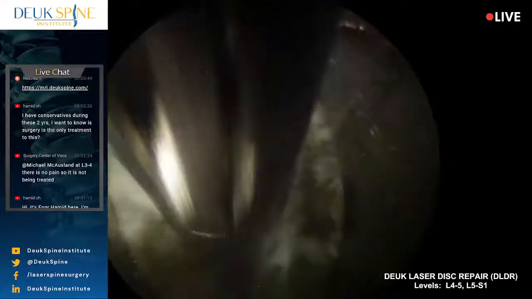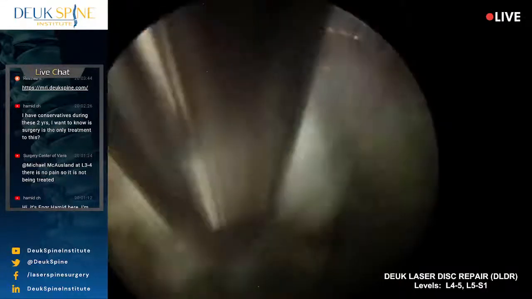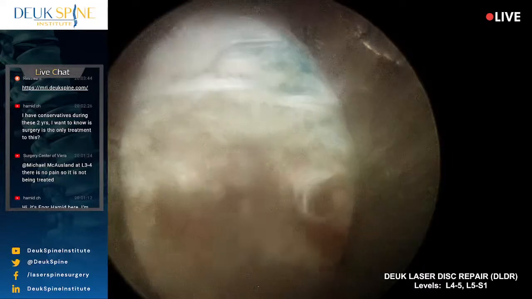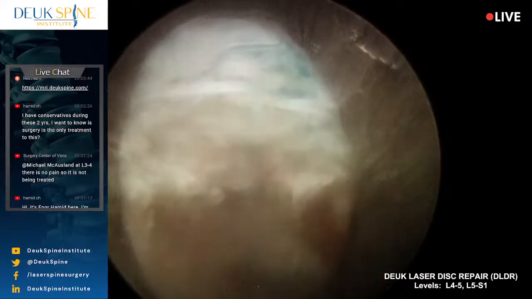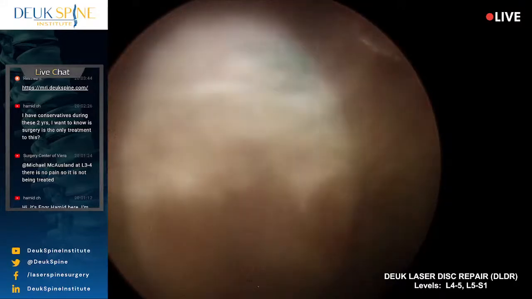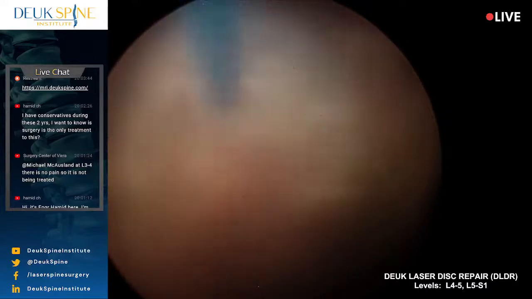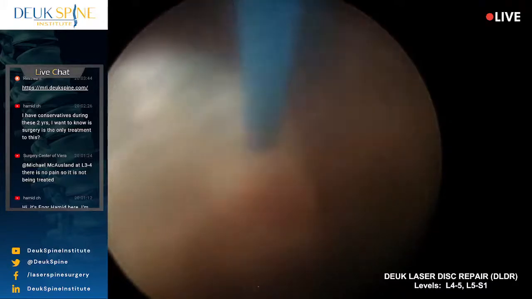You kind of have to know where the herniation is. It's at 12 o'clock, right up there, and I'm working on it. It's pushed the tissues backwards towards the nerve roots, and that's what I'm working on now with the laser. It's pushed them towards 12 o'clock.